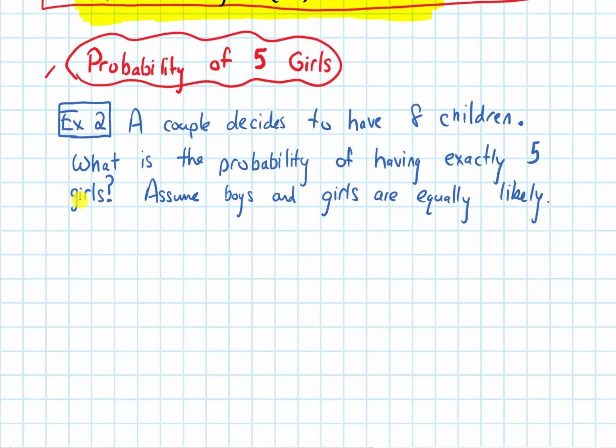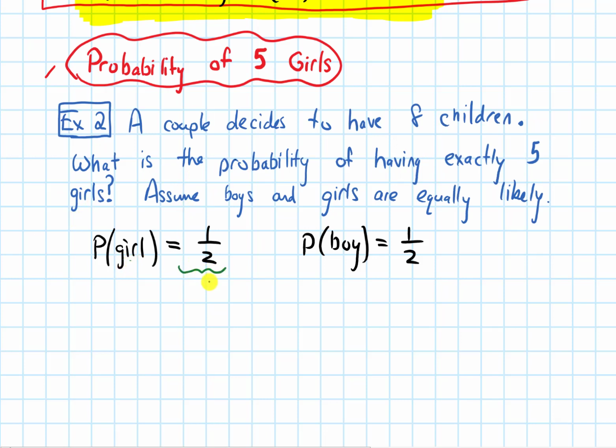What makes this Bernoulli is the fact that there's 2 outcomes for each child. Either it's a boy or it's a girl. If I write down the probability that we have a girl, that probability is a half. And similarly, the probability of having a boy is also going to be a half, because the problem says that they're equally likely. And we are after the probability of having exactly 5 girls. So we are interested in counting girls specifically.